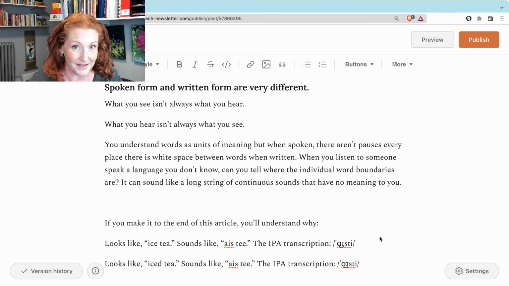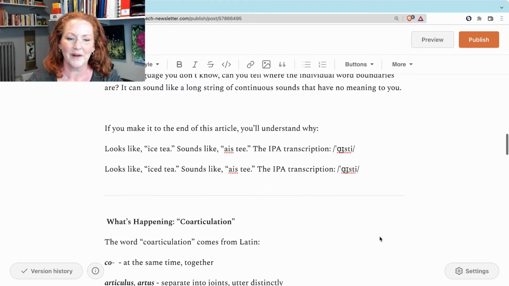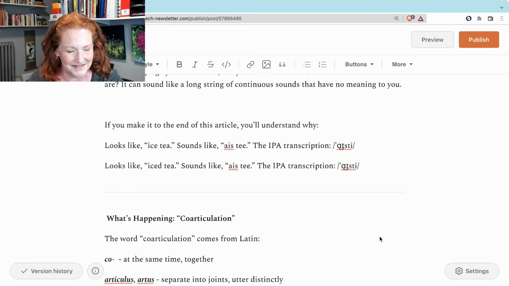And by the end of this long article, you'll understand why it may look like ice, I-C-E-T, and sound like iced tea. And it may look like iced with a D, and sound the same, iced tea. So, what is happening? I have to go back to the Latin.